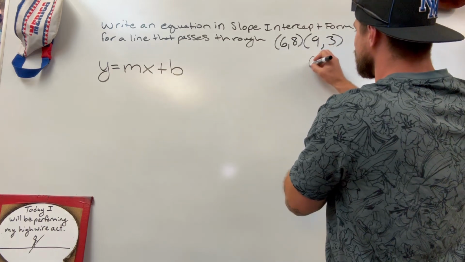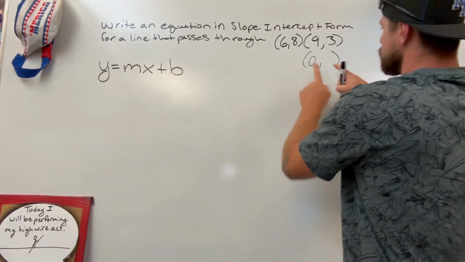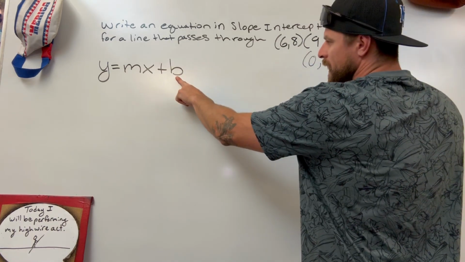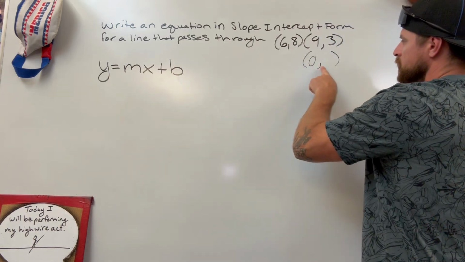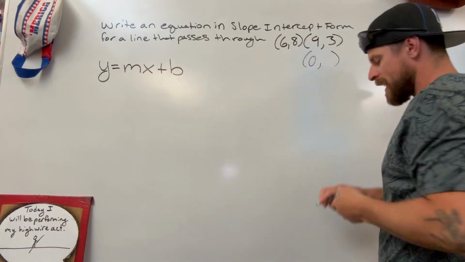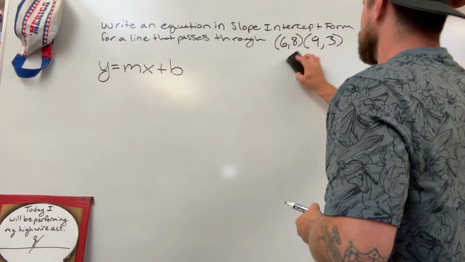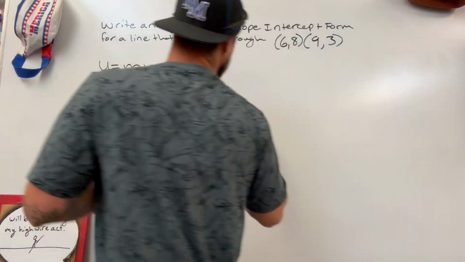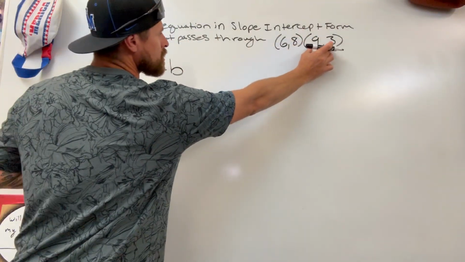Notice we did not get 0 something. Sometimes they'll give you 0 something, and that's automatically your b value because it's where it crosses the y-axis. In this case, we don't have that. So how do we go about writing a slope-intercept form equation? Let's start by finding the slope. How do we find the slope from 2 points?